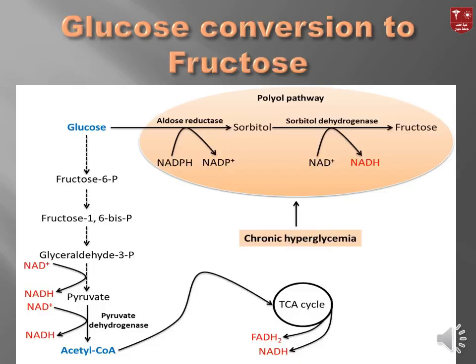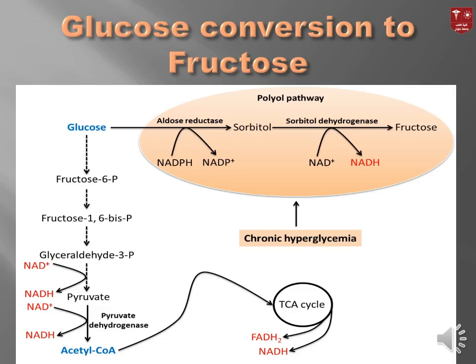Converting glucose to fructose. This pathway is important in order to obtain fructose from glucose, to make fructose available in tissue, especially in some tissues which are dependent on fructose as an energy source, like the seminal vesicle. Fructose is the main energy source for the sperms. So in this tissue, glucose has to be converted to fructose through aldose reductase, then sorbitol dehydrogenase. This is called the polyol pathway, and normally it takes place only in the tissues which need fructose, like the seminal vesicle, like I've just said. And this pathway is more and more activated in cases of chronic hyperglycemia, which means that this patient is a diabetic patient.